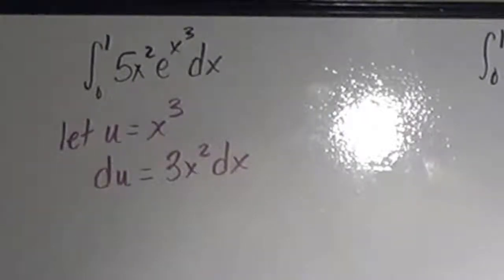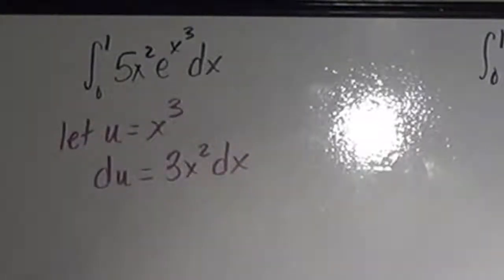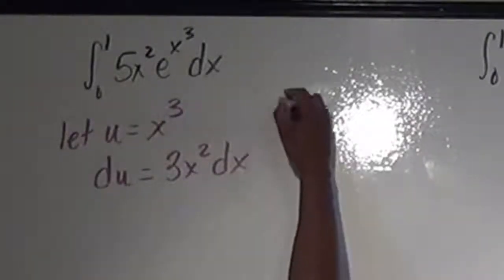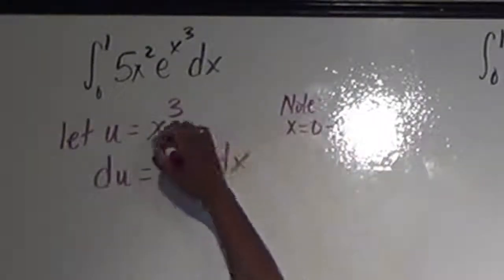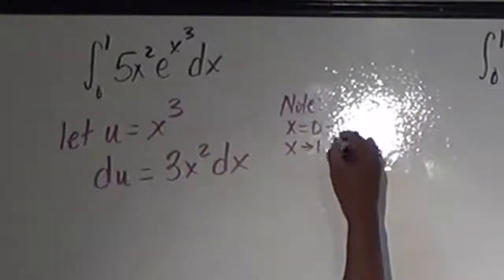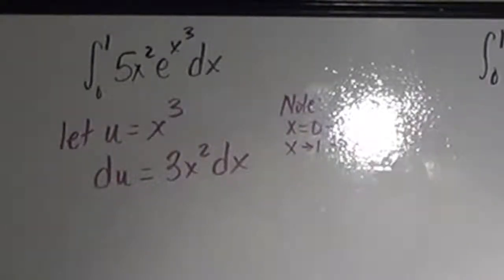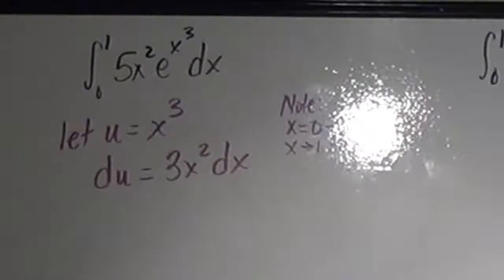Okay? And so here, if u is equal to x cubed, note that when x is equal to 0, u equals 0, and when x equals 1, u equals 1. This one is nice in the sense that they came out to be the same, which is not always going to happen. But now when I rewrite my integral in terms of u, everything is going to be in terms of u, including the limits.